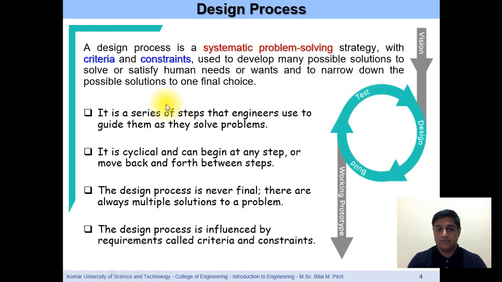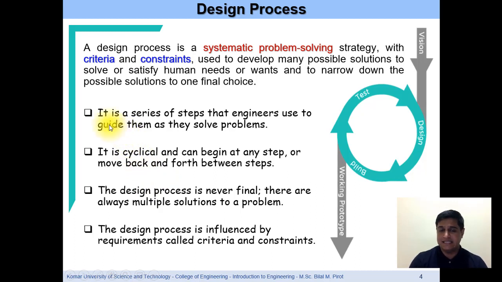To narrow down the possible solutions to one final choice. When you want to design something, most probably you will have many possible solutions, many possible alternatives. So the design process consists of choosing one of those alternatives, or narrowing down the alternatives to choose one possible solution that is the most effective for the people and the most effective for human needs and wants.